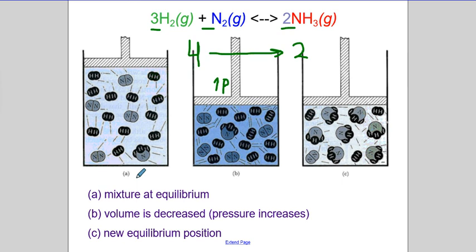If we were to do this the opposite way and instead make this container bigger, well, then pressure would decrease and we would shift the opposite direction, towards this 4. So for pressure, we're just counting up how much gas is on one side, how much gas is on the other, and depending on if pressure is increasing or decreasing, we're shifting to the smaller number or the larger number respectively. Higher pressure shifts to the smaller number, lower pressure shifts to the larger number.